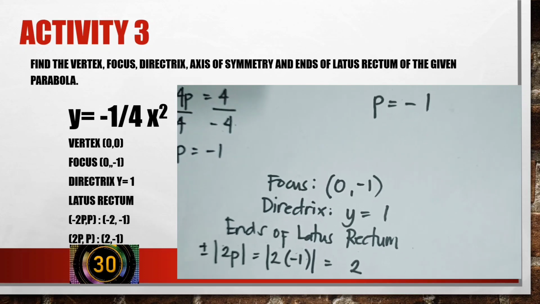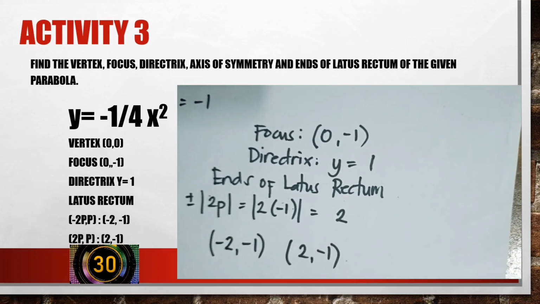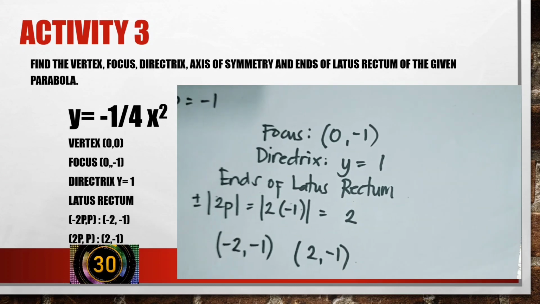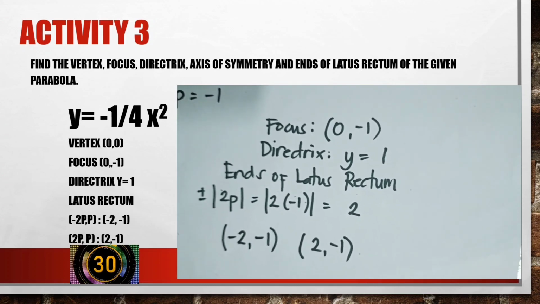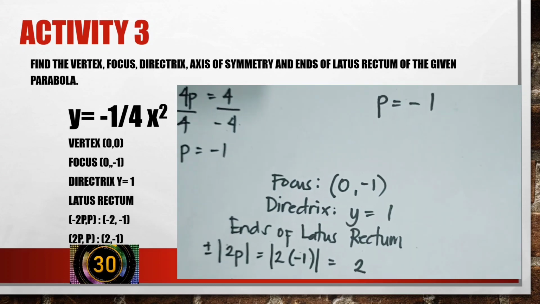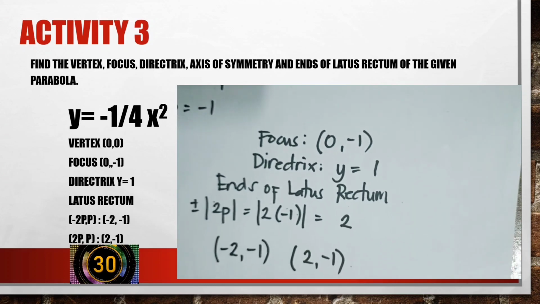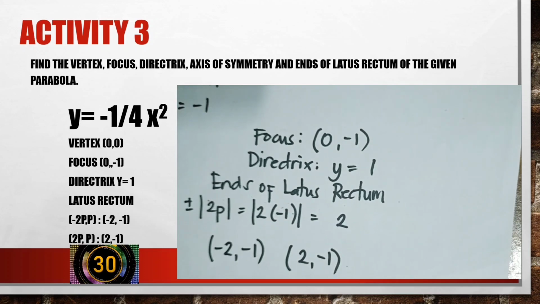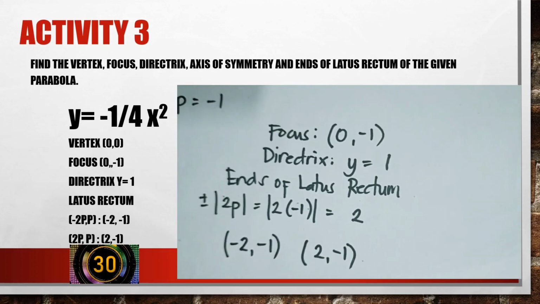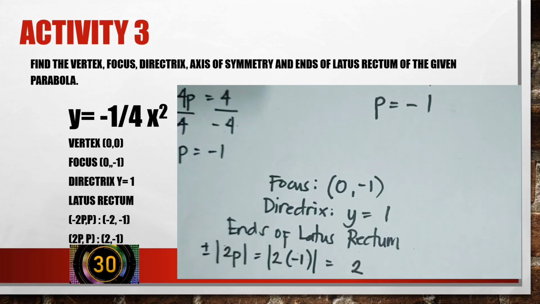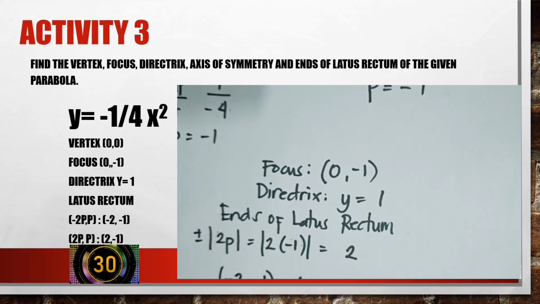Finding the ends of the latus rectum, we get the positive and negative absolute value of 2p. Since p is equal to negative 1, 2 times negative 1 is negative 2, and the absolute value of it is equal to 2. Therefore, the ends of the latus rectum are (negative 2, negative 1) and (2, negative 1).